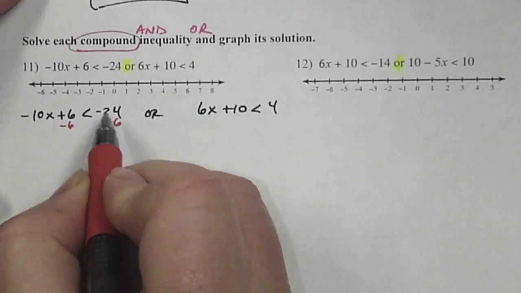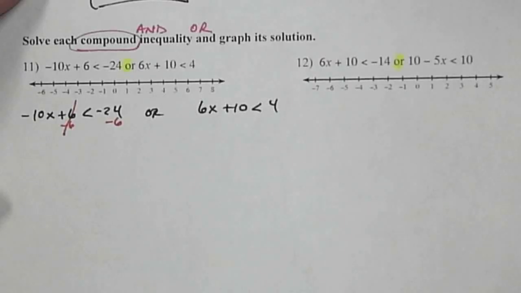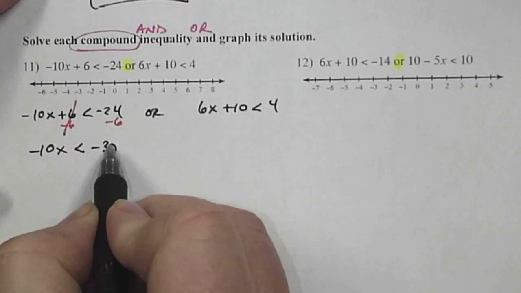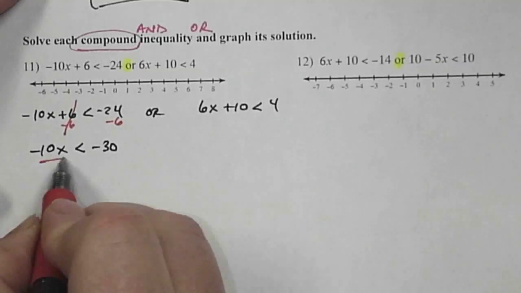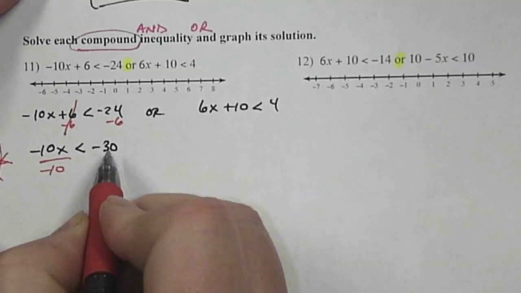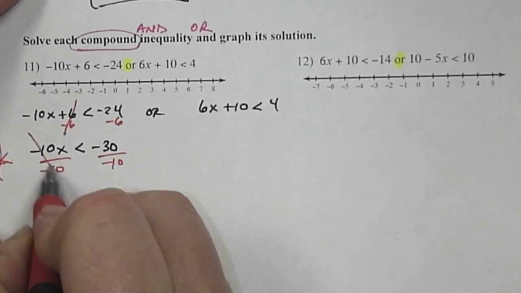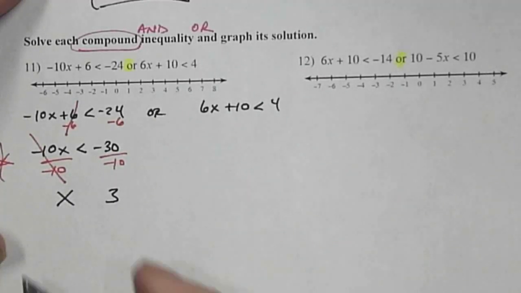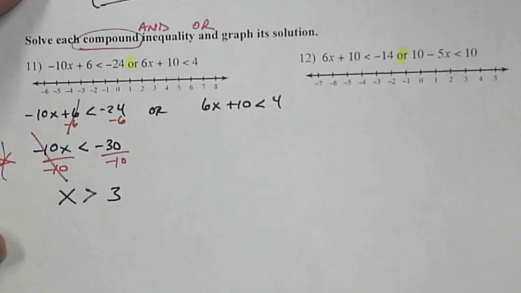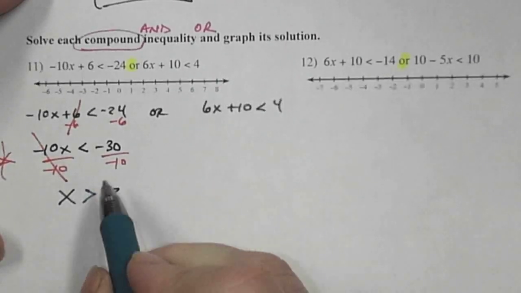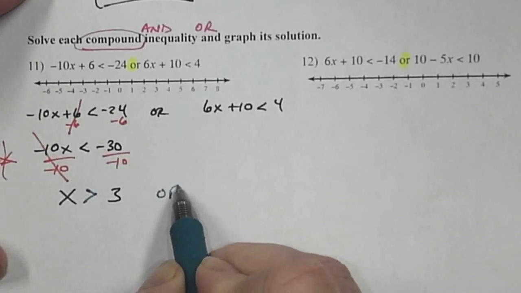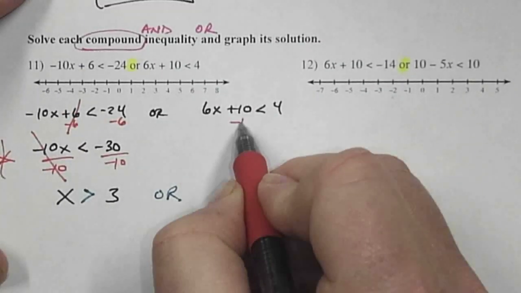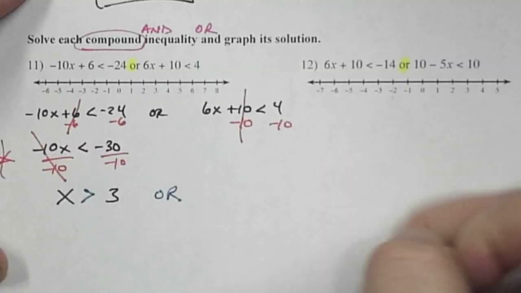So subtract 6 from both sides. Negative 10x is less than negative 30. Divide by negative 10. So x is greater than 3. Switch that around, because we divided by a negative. Then we put the "or" right there. Now we go ahead and solve the other problem.